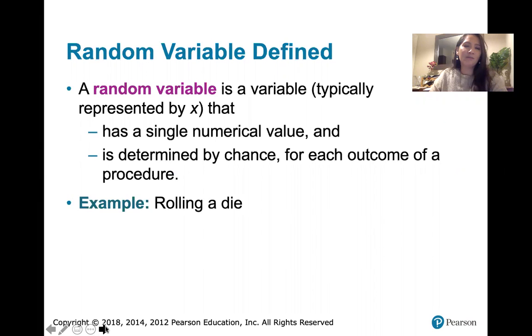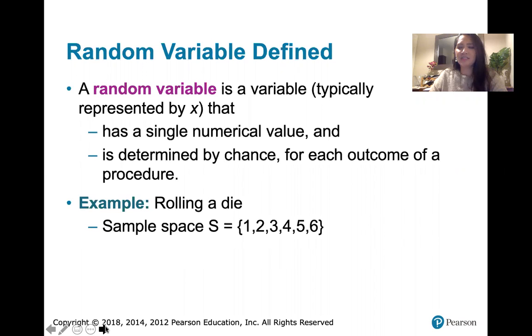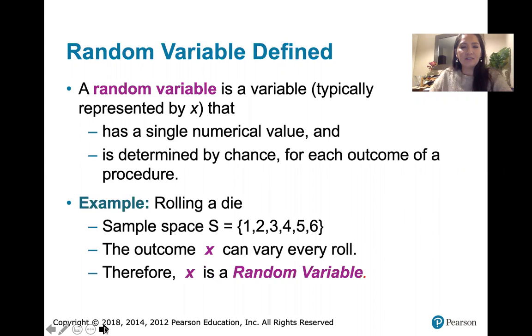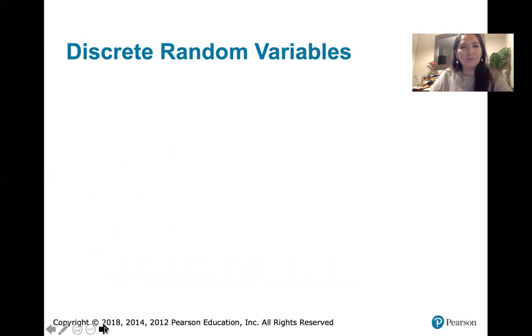For example, when you're rolling a die, the sample space is 1, 2, 3, 4, 5, or 6. Those are all the possible outcomes. That outcome can vary every roll. So it's determined by chance for each procedure, and each of these, 1, 2, 3, 4, 5, and 6, is a single numerical value. So the value that we get when we roll a die, x, is a random variable.